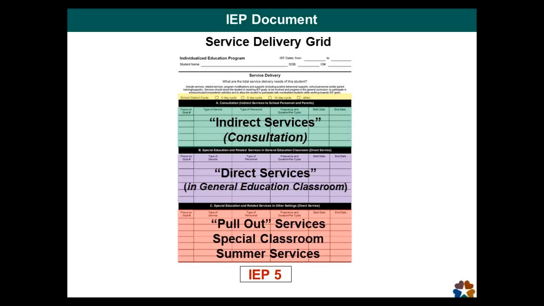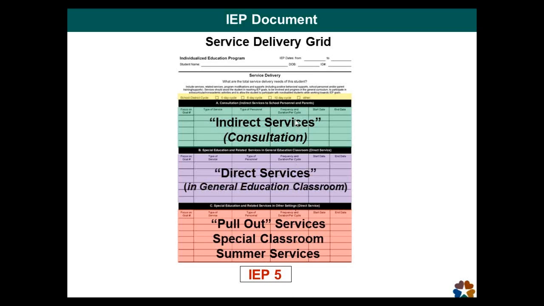So when you're looking at the service delivery grid, there are a couple things that you want to do. First of all, you want to be taking a look at what goals are being worked on. And you want to make sure that every goal that's accounted for in the IEP is accounted for here on the service delivery grid, that they're working towards it. And you would be surprised how often they forget to put something on.